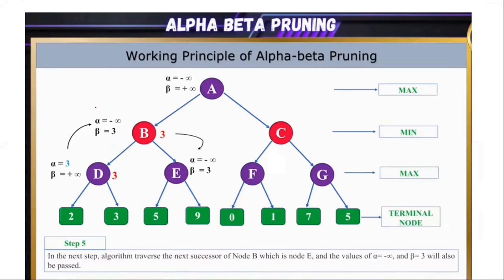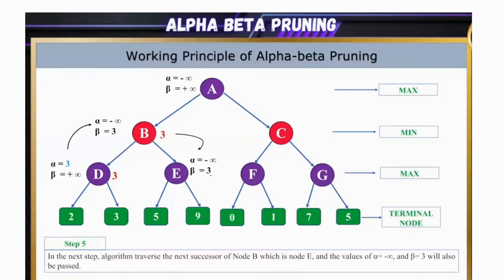Now in step number 5, we are coming to the left-hand side of this B. Now from here, as I told you, from the top node I can pass the value. So here I am passing alpha equal to minus infinity and beta equal to 3 from B. So now alpha equal to minus infinity, beta equal to 3. Now here we want to find out the maximum value, the alpha value, right? We want to update it.